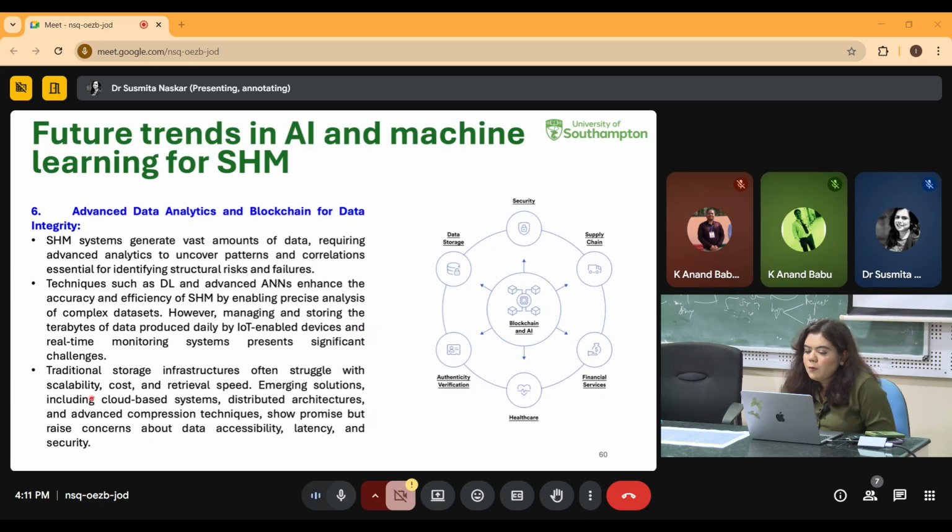So the next one among those 8 is advanced data analytics and blockchain for data integrity, right? Structural health monitoring systems actually generate a massive amount of data when we think about IoT-enabled sensors. Advanced analytics, including deep learning and artificial neural networks, or ANNs, are very crucial to uncover hidden patterns or correlations that are early indicators of structural risks or failure.